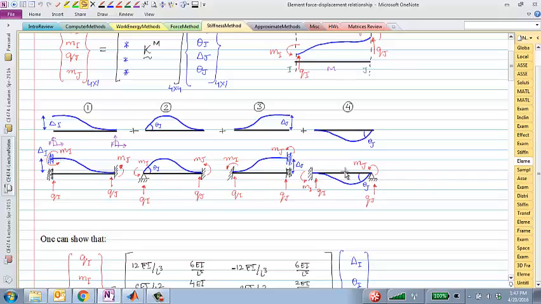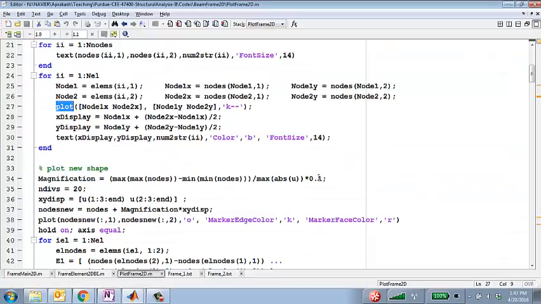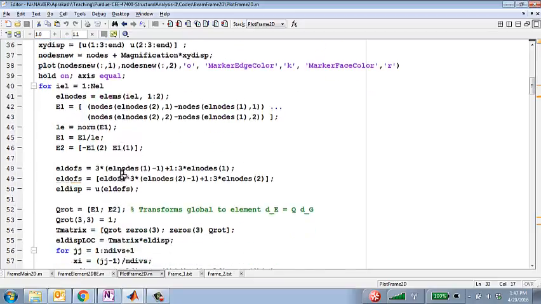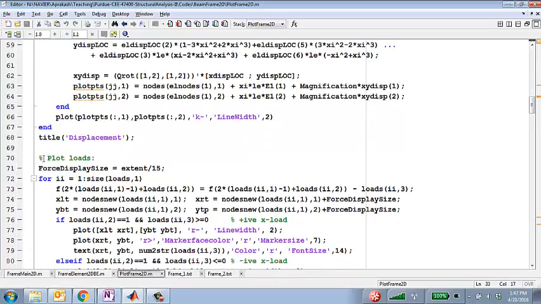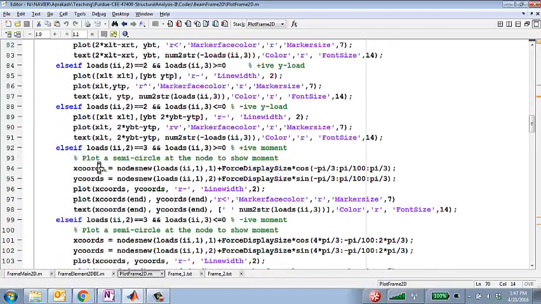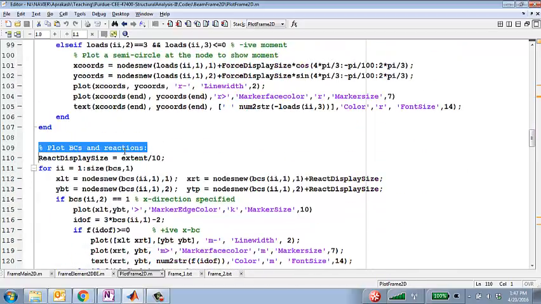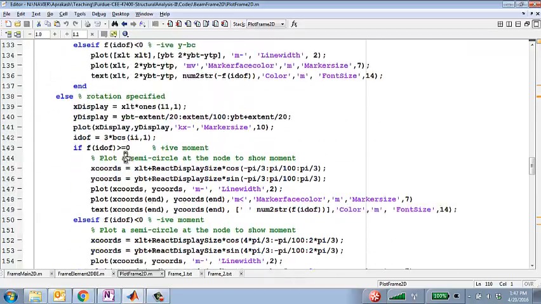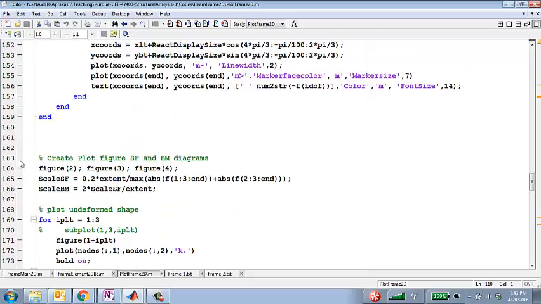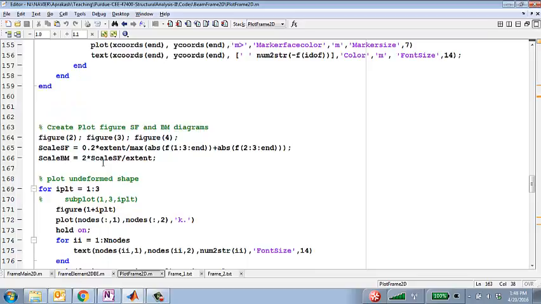So anyway, this is basically what is used for plotting the new shapes, for which you don't need to be too concerned about. Let MATLAB do all that plotting, plot the loads. It's just going to plot whatever input loads it had, and plot boundary conditions and reactions. Again, you can go through that. And finally, at line 164, we are starting to plot the shear force, bending moment, and actually the axial force diagrams as well. So those would be plotted in figures 2, 3, and 4. Let's see how this MATLAB program does that.